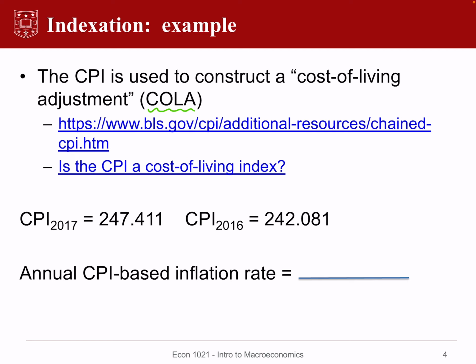indexes its minimum wage. So what I have is the consumer price index in 2017 and the consumer price index in 2016. Remember that conventionally we take whatever the value is, multiply by 100, so we get some more significant digits. What I would like you to do is to calculate the inflation rate. And so this will be our first participation question.